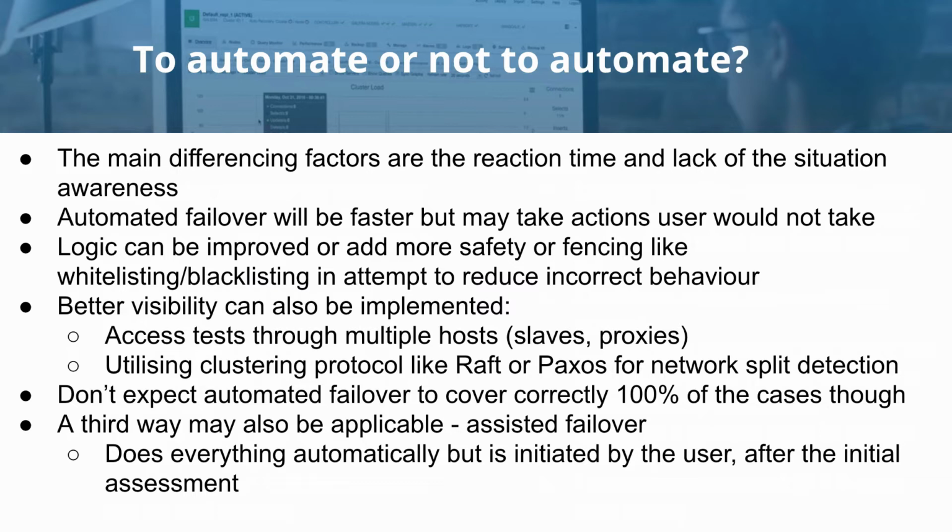Access tests through multiple hosts, slaves, proxies. Utilize a clustering protocol like Raft or Paxos for network split detection. Don't expect automated failover to cover 100% of the cases correctly though. A third way may also be applicable. Assisted failover does everything automatically but is initiated by the user after the initial assessment.